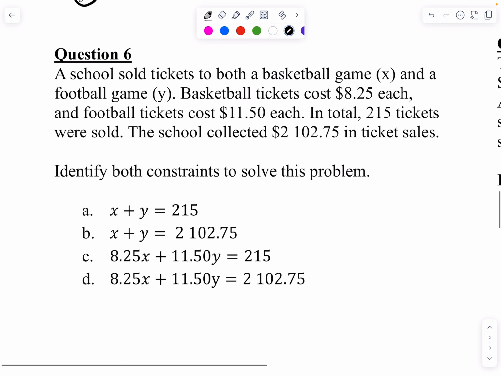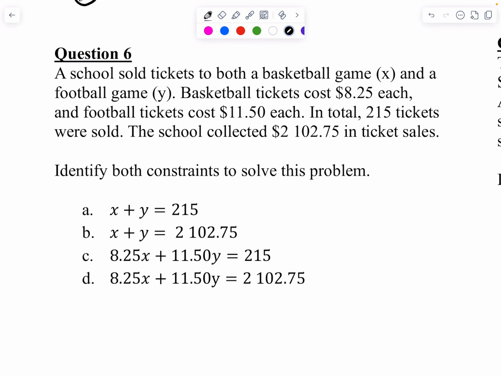Question number 6. A school sold tickets to both a basketball game and a football game. Basketball tickets cost $8.25 each, and football tickets cost $11.50 each. In total, there were 215 tickets sold, and the school collected $2,102.75. Okay, so identify the constraints to solve this problem. Identify both constraints. So that means we're going to be looking for both equations here.